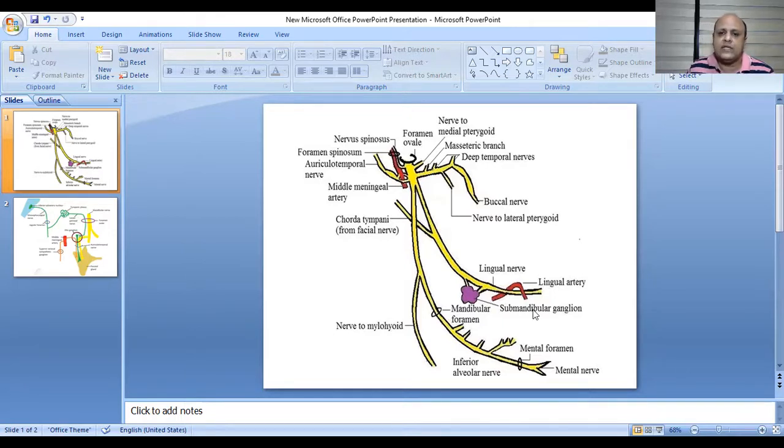So this was about the different divisions of the mandibular nerve. Now, how do you test for the mandibular nerve? To test for the mandibular nerve, we ask the person to clench the teeth. And which muscle do we feel here? The masseter muscle. When the person opens the mouth, the jaw will be deviated.